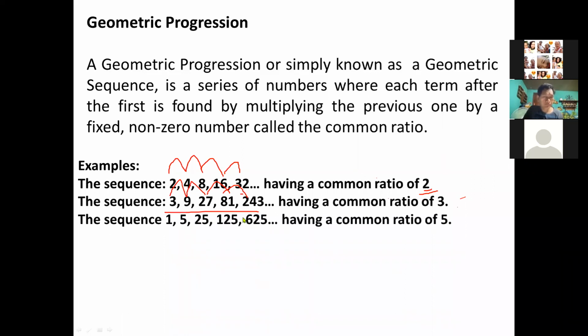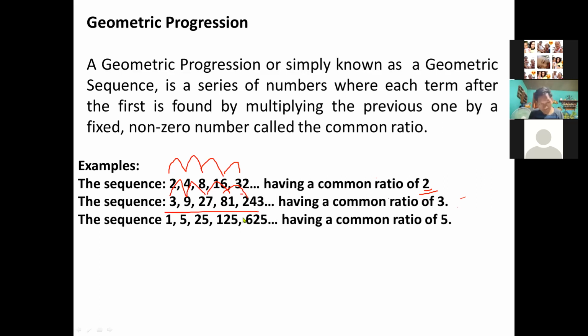Another example, 1, 5, 25, 125, and 625. Because 625 divided by 125 is 5, 125 divided by 25 is 5, 25 divided by 5 is also 5, and 5 divided by 1 is also 5. Therefore, the sequence is written in geometric sequence or progression. So, ganyan lang kadali yan. Yun lang ang makakatulong sa atin para agad nating maiklasify kung anong klaseng sequence ba ang meron tayo.